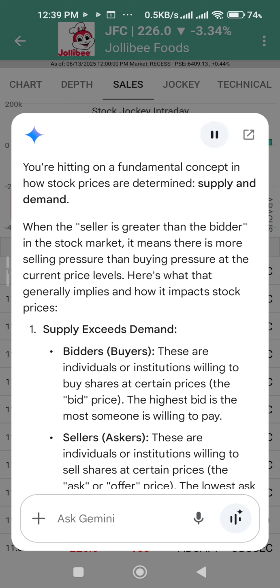You're hitting on a fundamental concept in how stock prices are determined: supply and demand. When the seller is greater than the bidder in the stock market, it means there is more selling pressure than buying pressure at the current price levels. Here's what that generally implies and how it impacts stock prices.